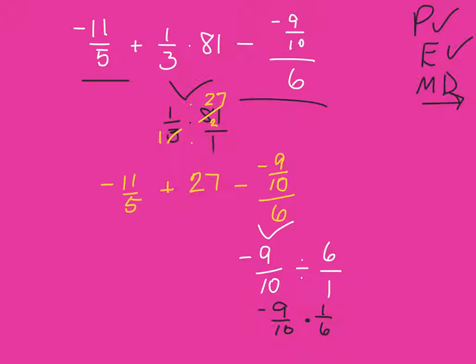Before I do that, I do want to look across. I've got 9 and 6. I know they're both divisible by 3. 9 divided by 3 is 3. 6 divided by 3 is 2. So then I multiply the top with the top and the bottom with the bottom. -3 times 1 is -3. 10 times 2 is 20. And of course, I'm moving on to the next page.